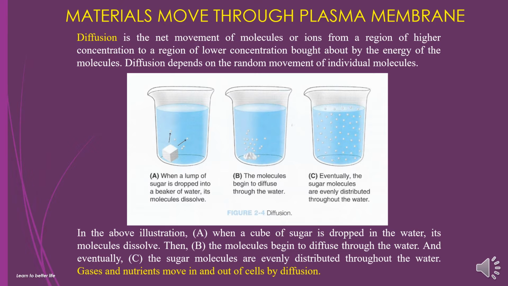Diffusion is the net movement of molecules or ions from a region of higher concentration to a region of lower concentration, brought about by the energy of the molecules. Diffusion depends on the random movement of individual molecules. In the above illustration, when a cube of sugar is dropped in the water, its molecules dissolve. Then, the molecules begin to diffuse through the water. And eventually, the sugar molecules are evenly distributed throughout the water. Gases and nutrients move in and out of cells by diffusion.